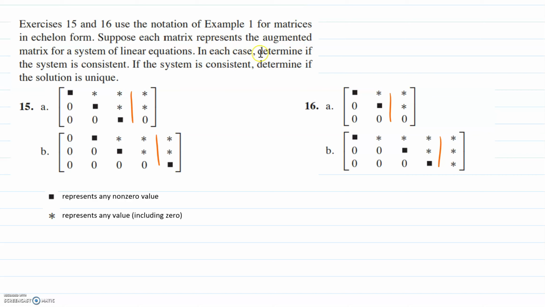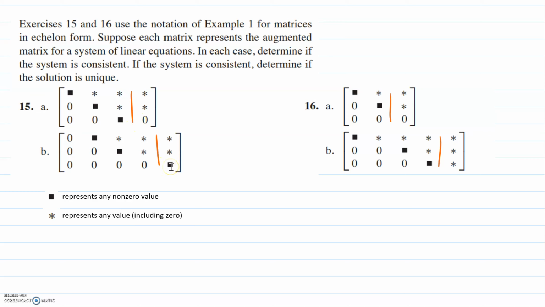In each case, determine if the system is consistent, and if it is consistent, so that's the existence part, determine if the solution is unique. So these are visual, because we cannot have the zeros with that b, if you remember from our theorem. So this one is inconsistent, part B, where 15 does not have a row of zeros with a number here.